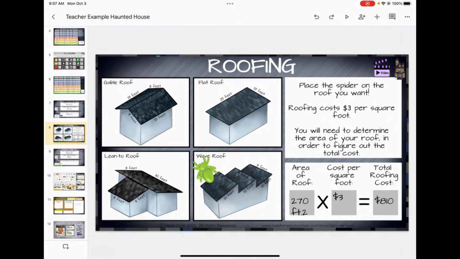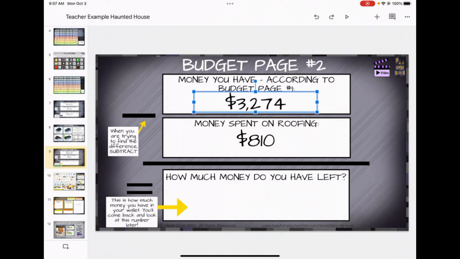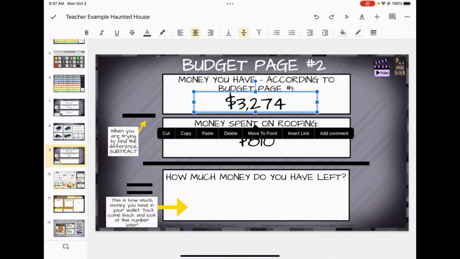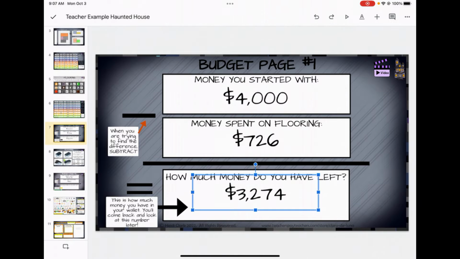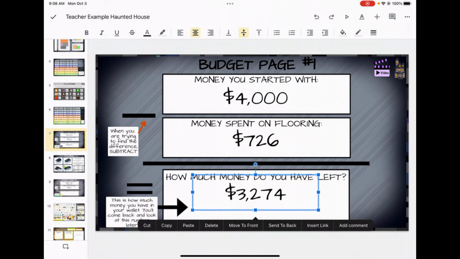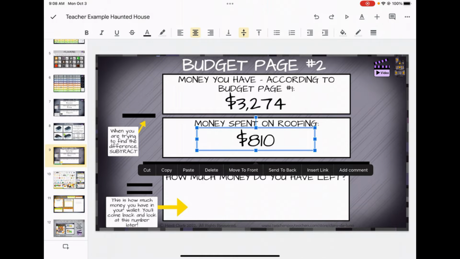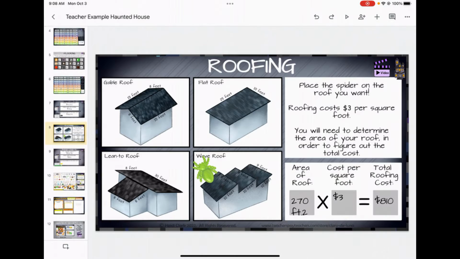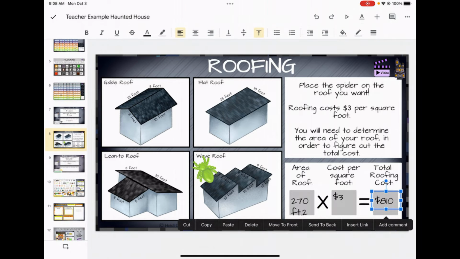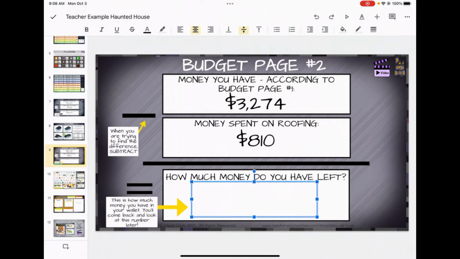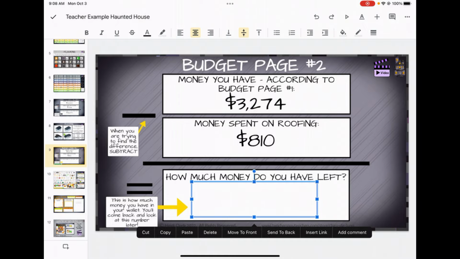So what I'm going to do here is I'm going to put in how much money I had before the roof, which was $3,274. That number came from right here. That was how much money I had left 2 slides ago. Then I'm going to put in the number of dollars I spent on my roof, which was $810. And now, to find out how much I have left, I'm going to subtract one more time.